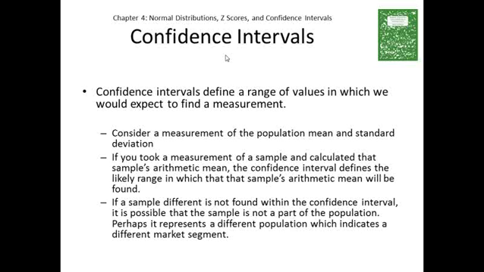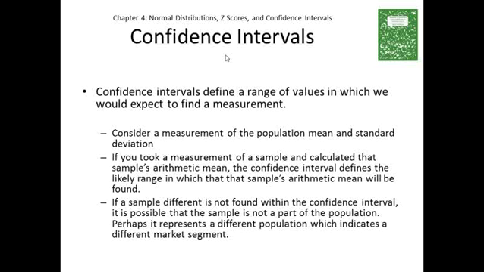Z-scores, say I measured a Z of 2. And we said that that seems unreasonable or unlikely. Well, what's going on here is I'm actually mentally already comparing it to a confidence interval. For instance, consider a measurement of the population mean and standard deviation. So you know the population mean, mu, and you know the population standard deviation, sigma. Then you go out there and you find a sample.